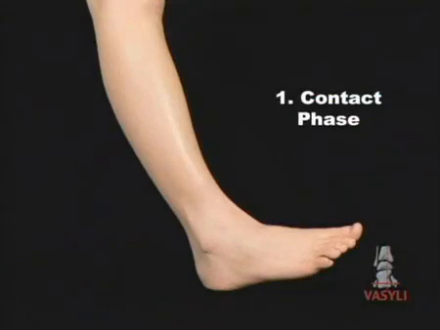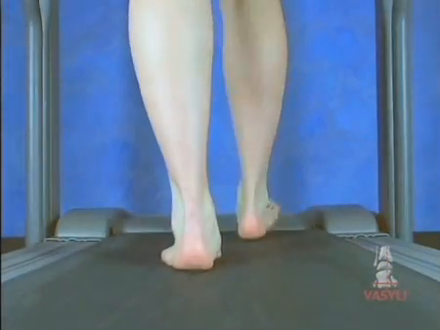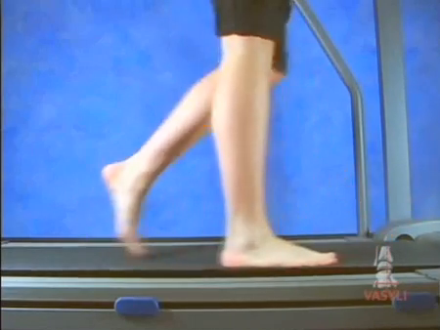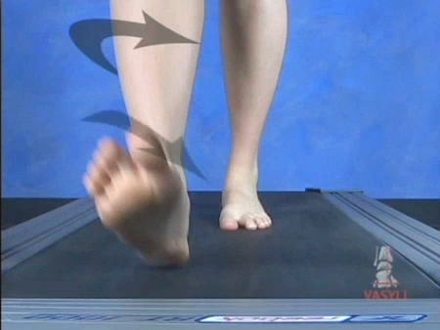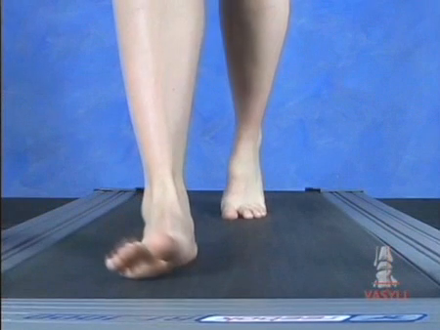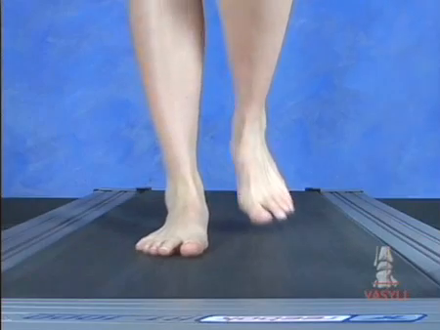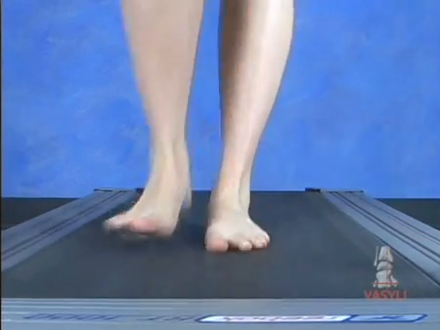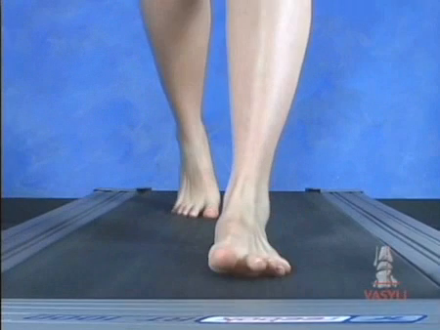The contact phase. The contact phase begins with the heel strike on the outside edge of the heel. The tibia internally rotates and the foot pronates at the subtalar joint throughout the contact phase. The contact phase is designed to convert the foot into a mobile adapter and shock-absorbing mechanism. The contact phase ends when the entire plantar surface of the foot is in contact with the ground.